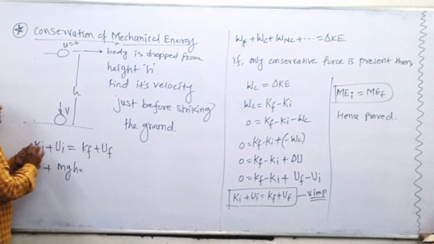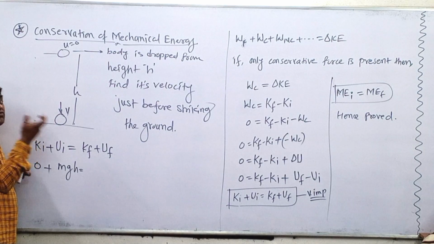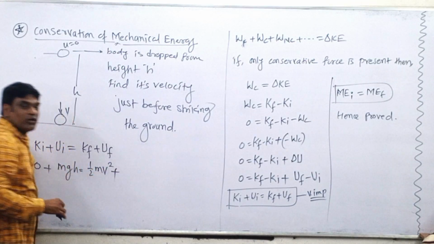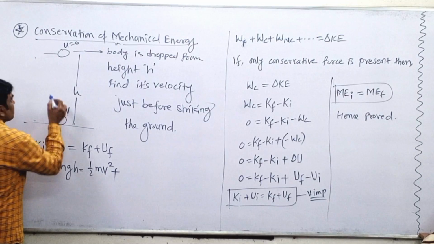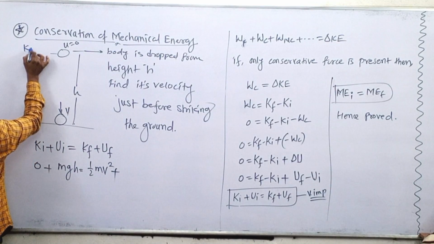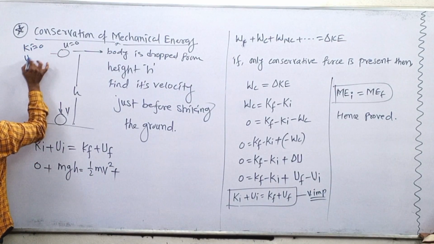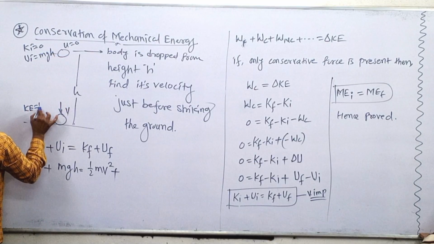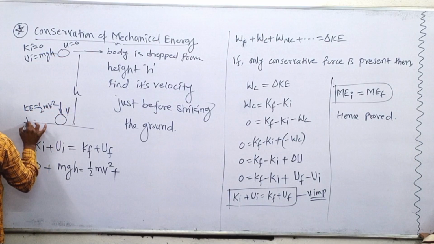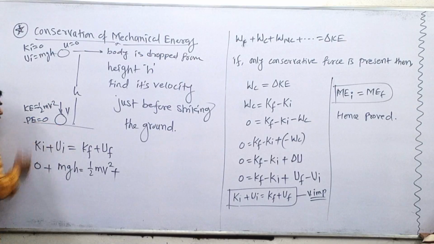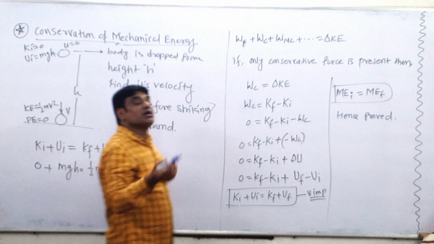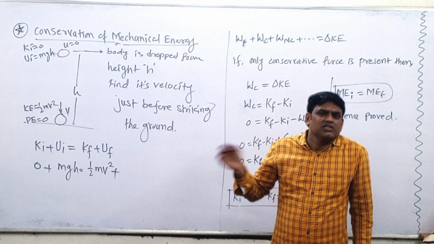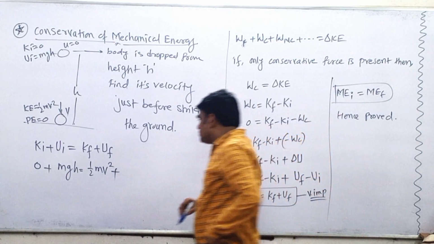The final kinetic energy is what? Now this body has attained velocity v, so 1 by 2 mv square. Plus, look here: kinetic energy initial 0, potential energy initial mgh. And here kinetic energy 1 by 2 mv square, and potential energy is what? Potential energy is 0 here because height is 0. On the ground we assume the potential energy is 0, or mgh where h is 0.